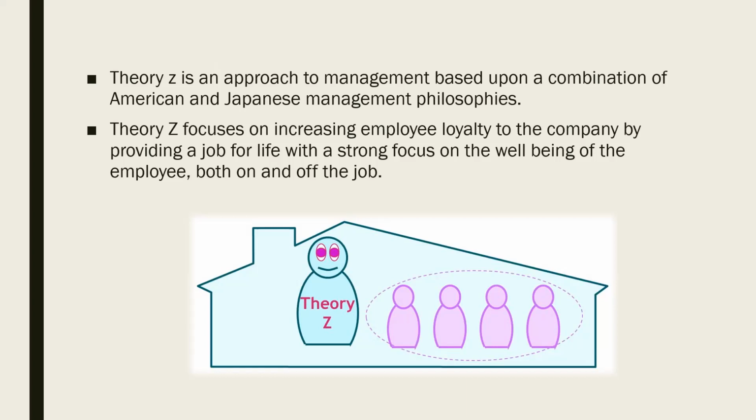Professor Ouchi spent years researching Japanese companies using the Z theory management style. By the 1980s, Japan was known to have the highest productivity in the world, while that of the United States had fallen dramatically.